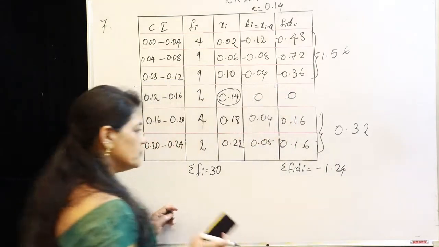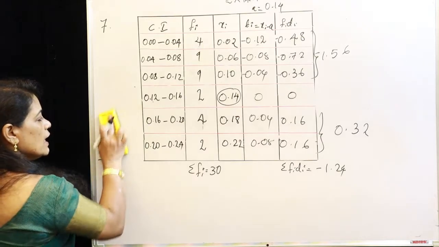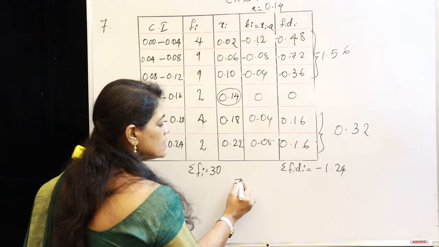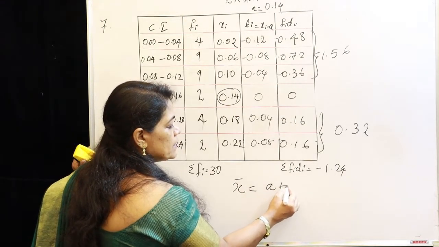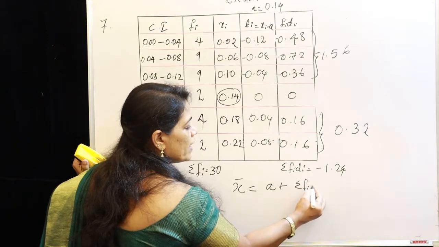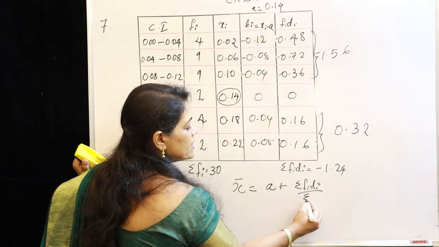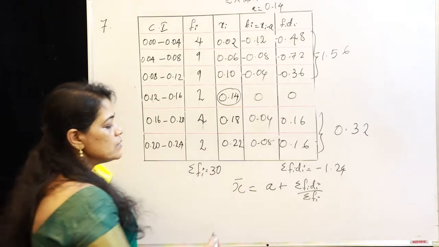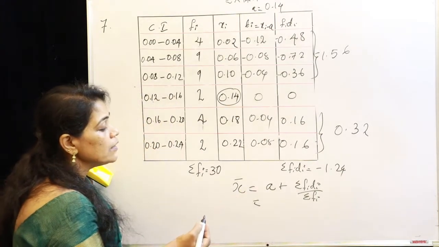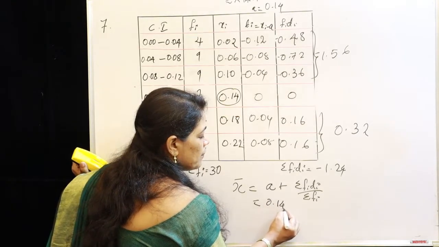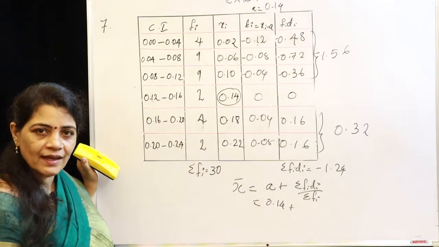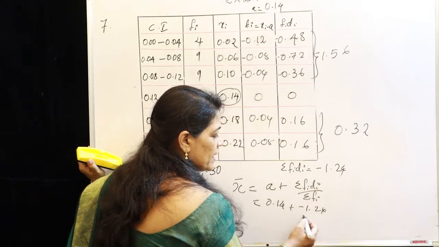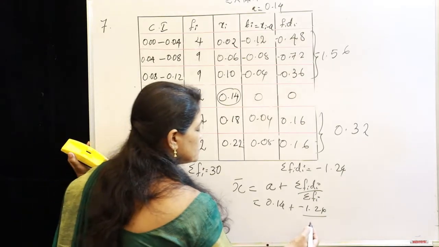Now we can write down the formula to get the arithmetic mean. We are using assumed mean method. Okay, that is x bar is equal to a plus sigma fidi divided by sigma fi. Okay, so substitute a we have chosen as 0.14 plus sigma fidi is minus 1.24, this quantity, divided by sigma fi is 30.